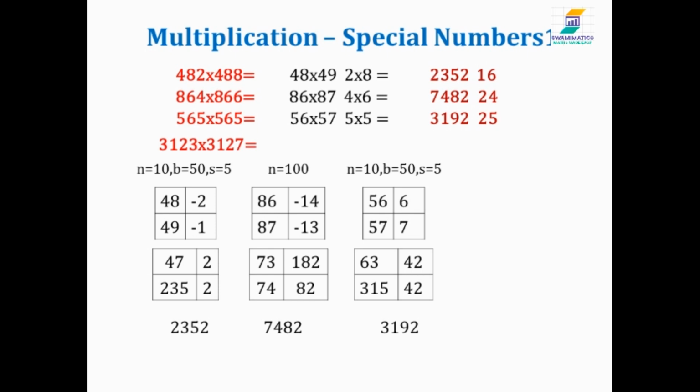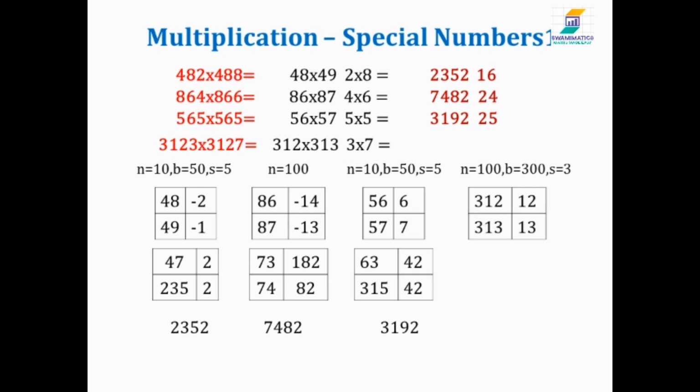Now, 4-digit number 3123 into 3127, 3 plus 7 is 10. So 312 into 313, 3 into 7. Now again, n is equal to 100 because it is 312 and 313, and the base is 300 because the numbers are close to 300. 312 is 12 more than 300. 313 is 13 more than 300. So it is 325 and 156. So what is it we need to do? 325, we need to multiply by 3. It becomes 975.